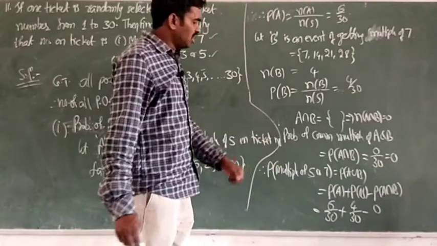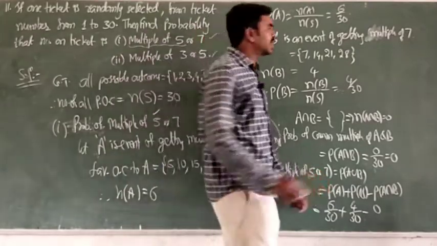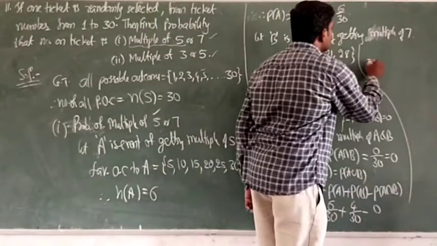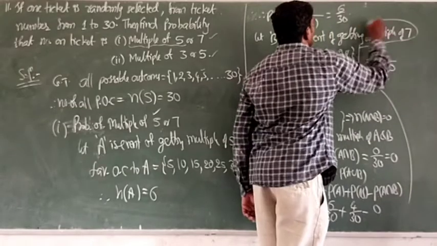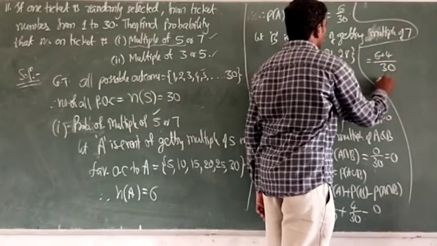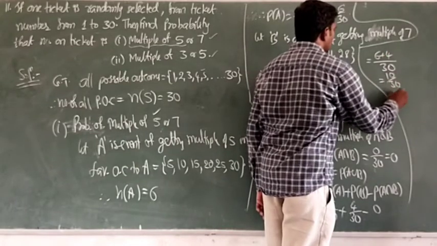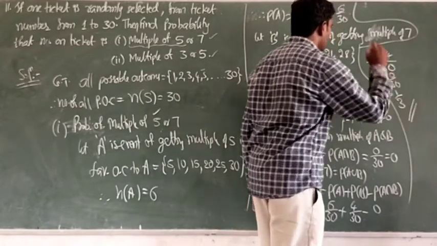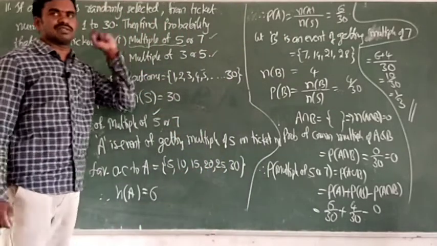So now do that one. Denominator is same, 30. Next to numerator 6 plus 4. How much? 10 by 30 means 1 by 3. So this is the answer for first question, multiple of 5 or 7.